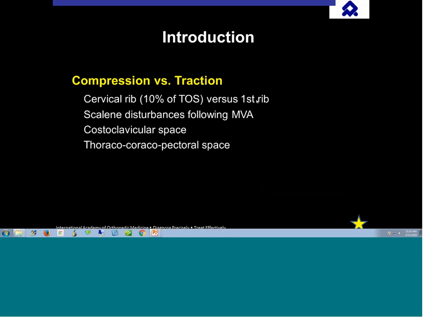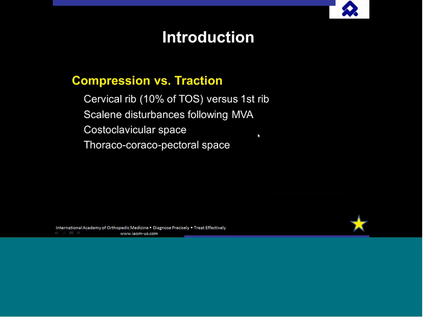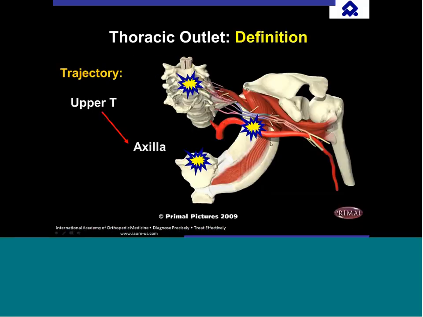recognizing cervical rib versus the first rib. Very, very important. Scalene disturbances following a motor vehicle accident, costovertebral space, and thoracocoracopectoral space. These are some of the areas of predilection, areas that can become problematic areas.